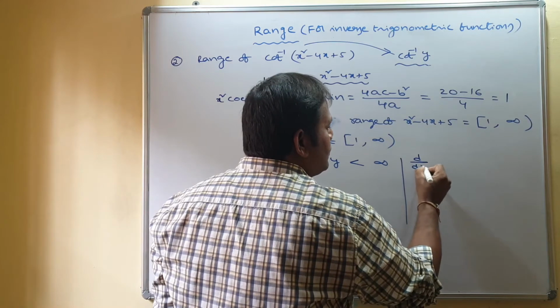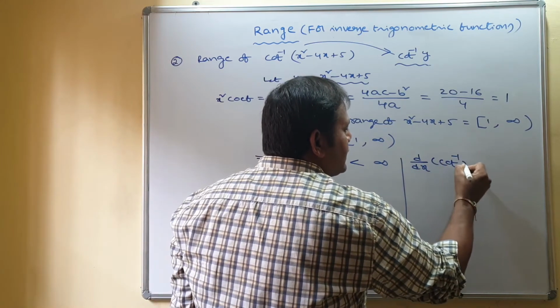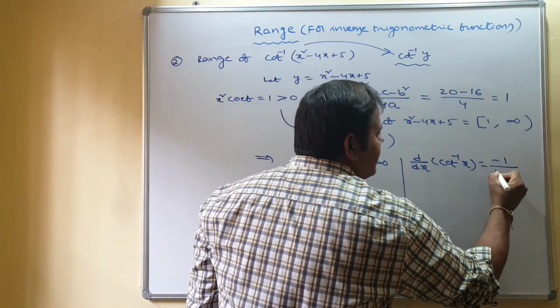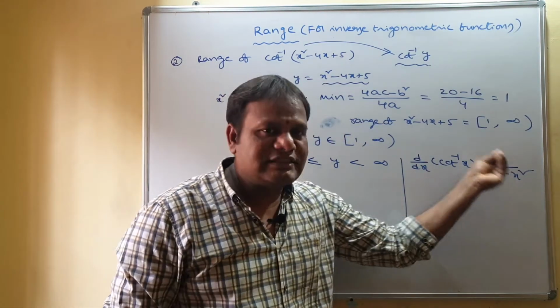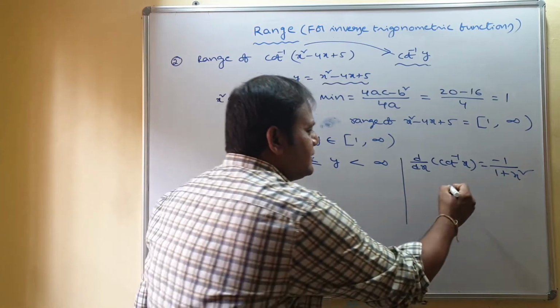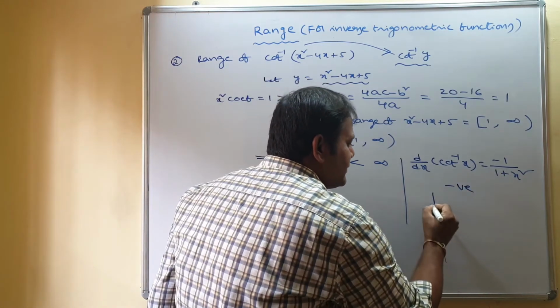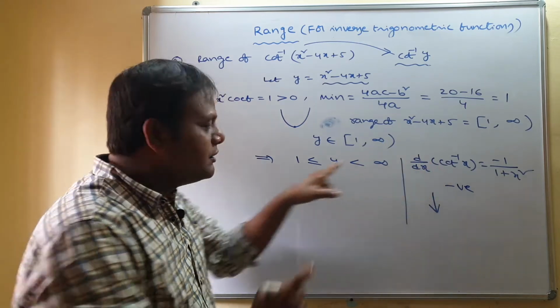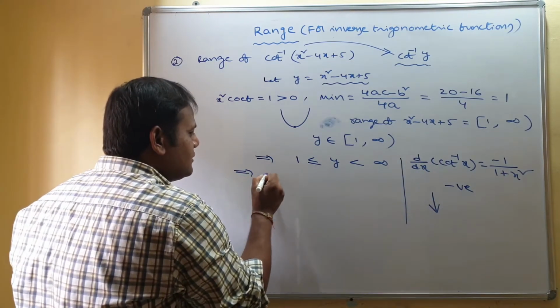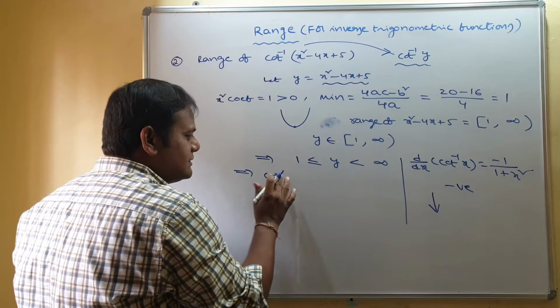Suppose you get a doubt, then you find the derivative of that. What is the derivative of cot inverse x? Minus 1 by 1 plus x square. So is it positive or negative? Yes, here it is negative. Increasing function or decreasing function? Yes, it is a decreasing function. If you apply a decreasing function, then the inequation sign changes.